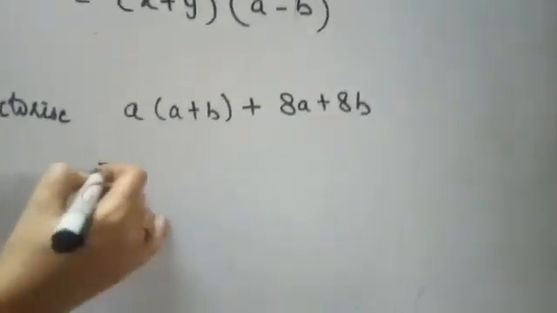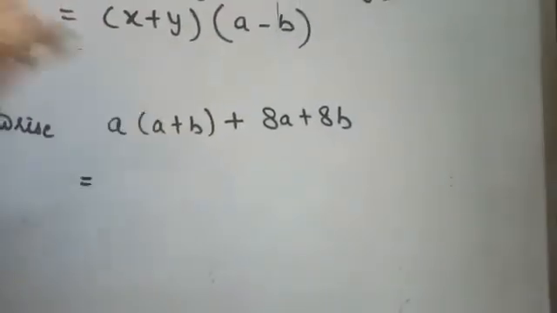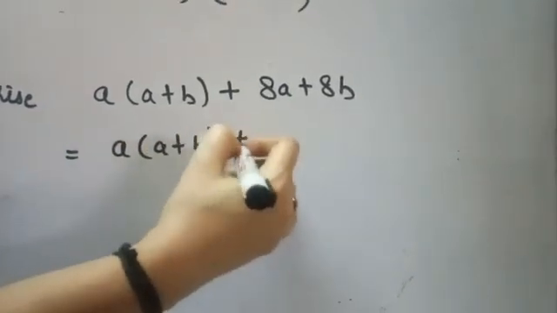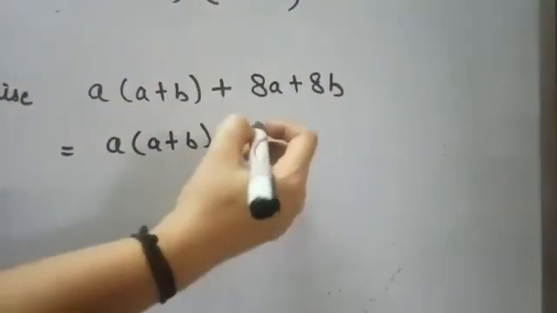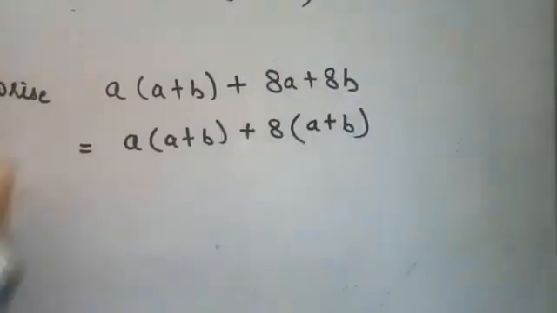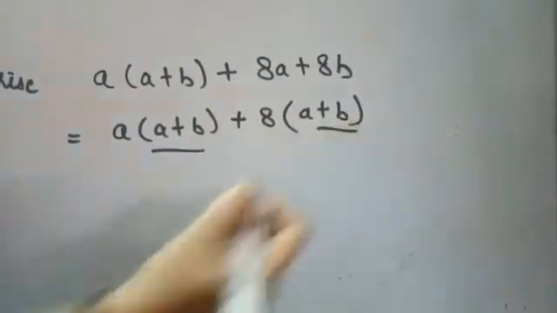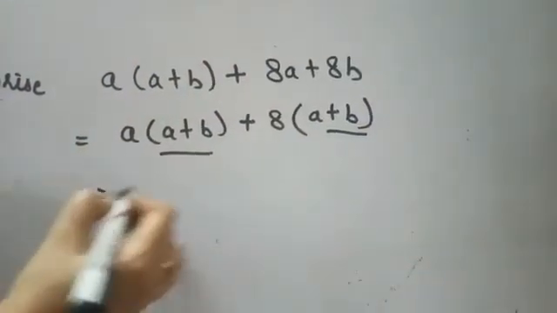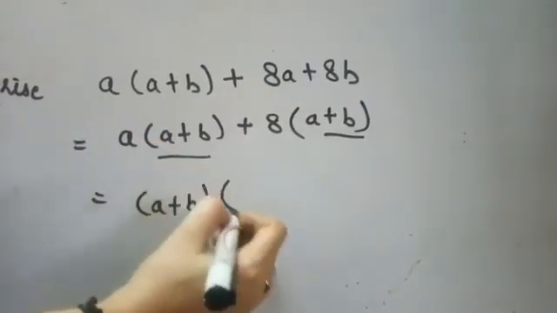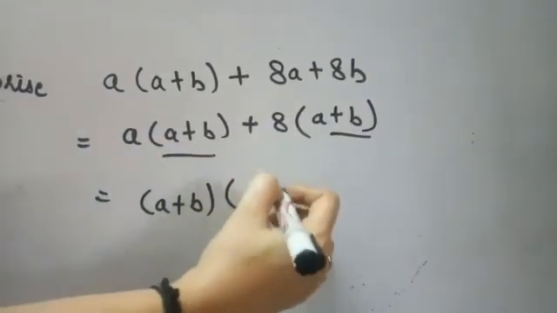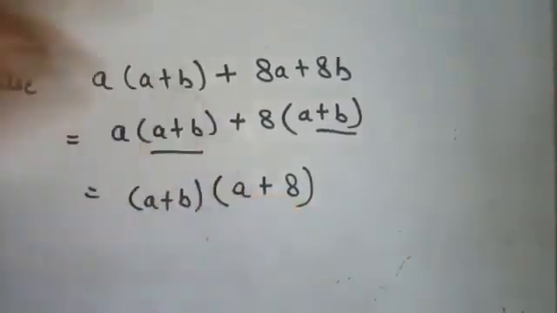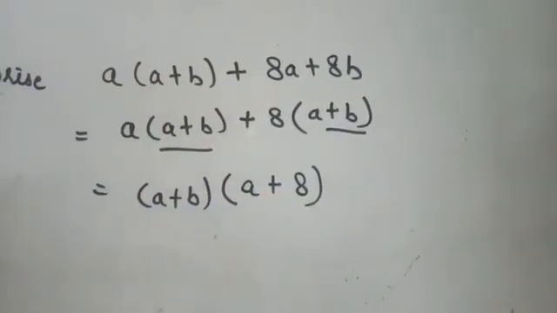Next, in the first two terms a is already common, leaving a plus b, and in the last two terms, which number is common? 8, leaving a plus b. Now again you are getting a common binomial factor. What you have to do is take out a plus b as common. After taking it out, what is left in the first term? a, and in the second term 8. The HCF of a and 8 is 1. So this is your answer.